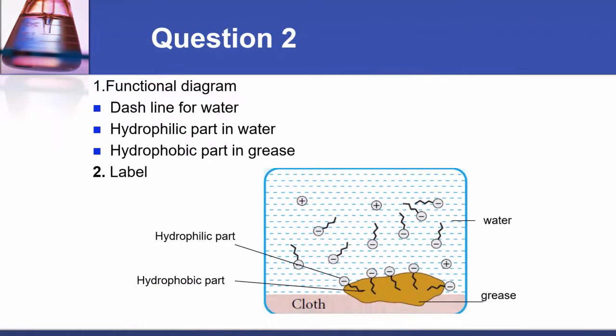So the answer will be like this. Dash line important. And then the hydrophobic part must be fully inside grease. And then the hydrophilic part, COO negative, must dissolve or be soluble in water. Labeling must include water, grease, hydrophilic part, hydrophobic part in order to get 2 full marks.